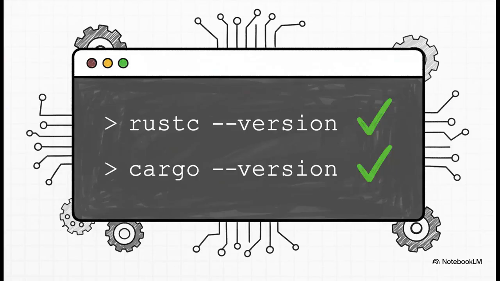So in that new terminal window, type rustc, that's R-U-S-T-C, space, --version, and press enter. You should see a version number pop up for the Rust compiler. Cool. Now do it again, but this time with cargo --version. Remember, Cargo is that awesome built-in package manager. If you see version numbers for both of those, congratulations, you did it. Rust is officially installed on your machine.